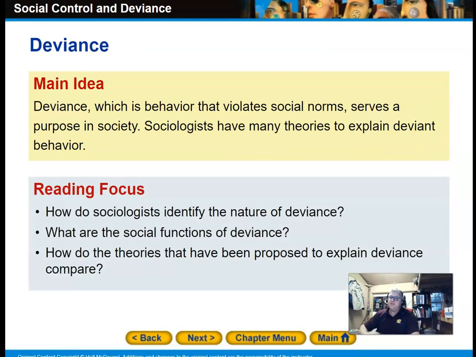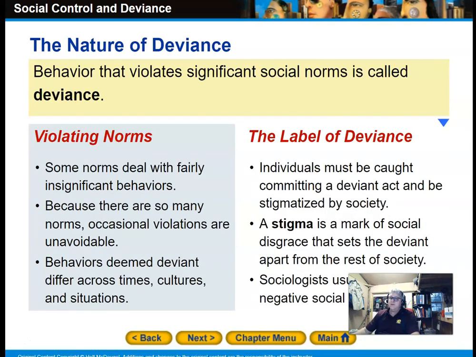So the main idea of this section is that deviance is a behavior that violates a social norm and serves a purpose in society. Sociologists have many theories to explain deviant behavior. How do sociologists identify the nature of deviance? What are the social functions of deviance? And how do the theories that have been proposed to explain deviance compare? These are the things that you need to have included in your notes upon completion of this section.